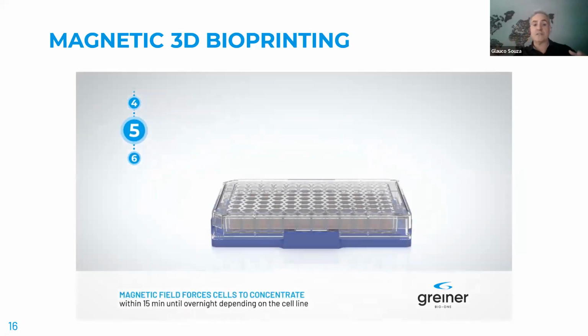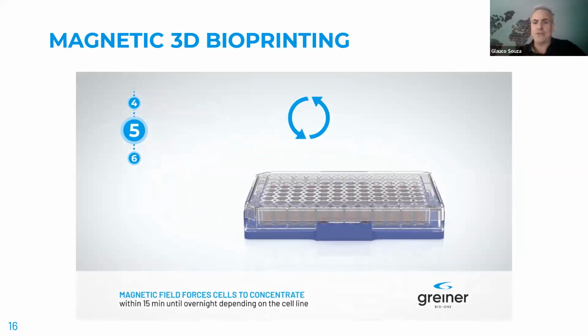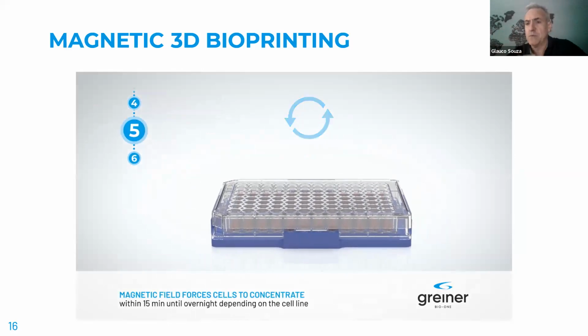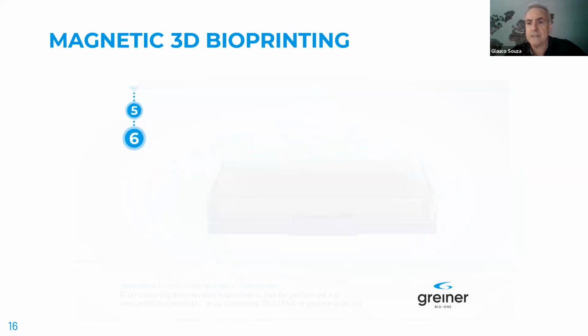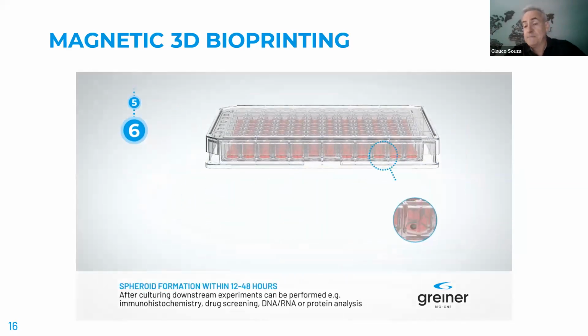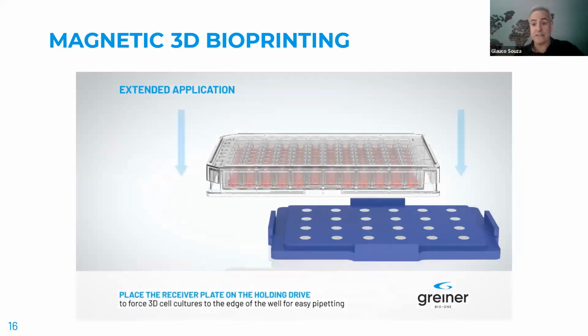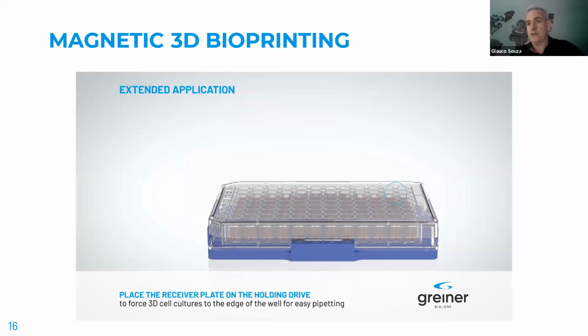As soon as the cells see the magnetic field, they will come together. I like to show this motion because a little bit of movement at this step moves the cells around and makes sure that they all catch the magnetic field. You only need 15 minutes on the magnet. You don't need to leave it overnight or longer. You put it on the magnet, you promote cell-cell interaction using a flat surface, and you generate a spheroid.